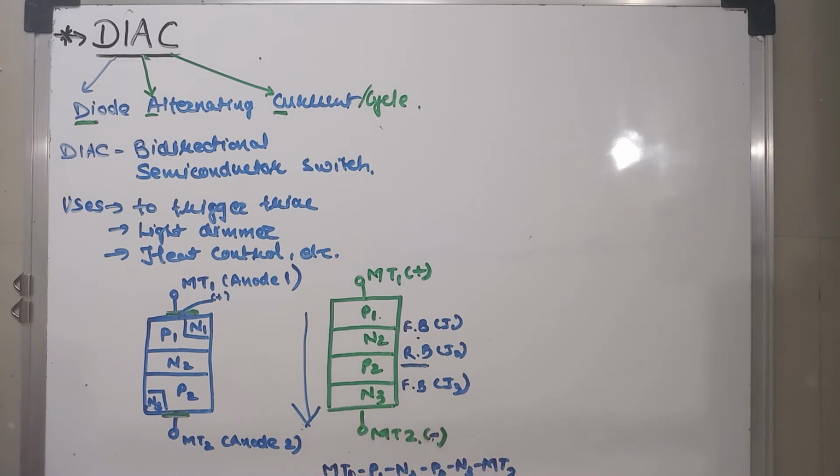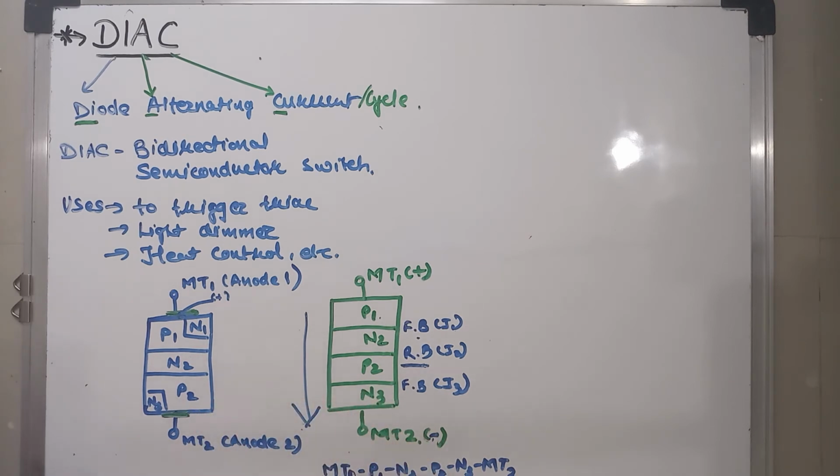That is the conventional direction of the current flowing when MT1 is made positive with respect to MT2, and the applied forward voltage exceeds the breakover voltage. At that time avalanche breakdown of the reverse biased junction J2 occurs, and current flows from MT1 to MT2. The characteristics are similar to the characteristics of the SCR, except for the gate current. Here there is no gate terminal, which means there is no control terminal and no application of gate pulses.